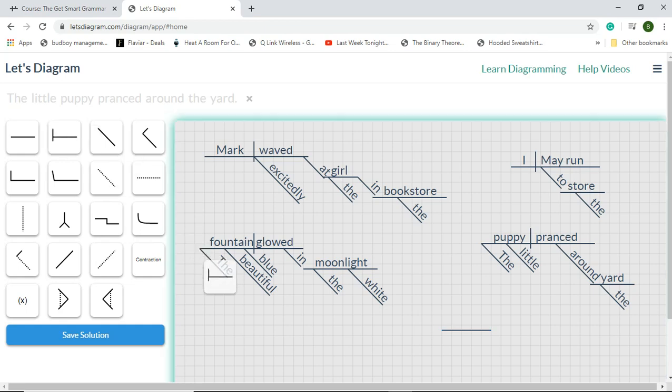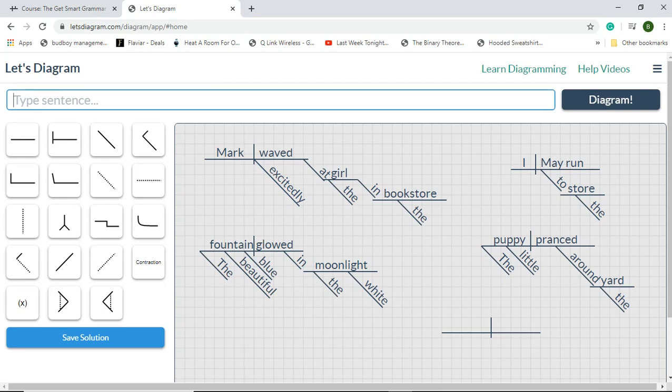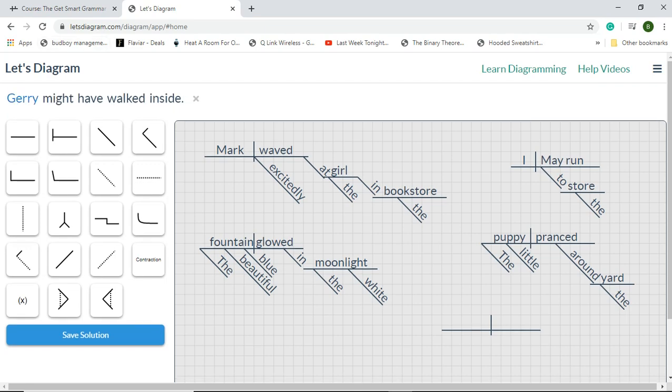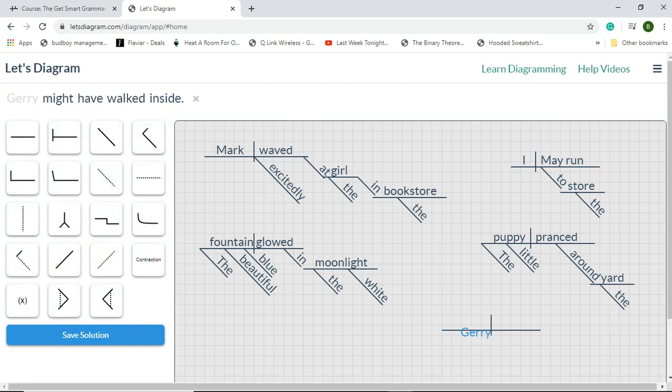we'll get our little cross ready. Hopefully it's not too big. The sentence is, Jerry might have walked inside. Jerry might have walked inside. Okay, so the subject of this sentence is Jerry. And then that goes right here.